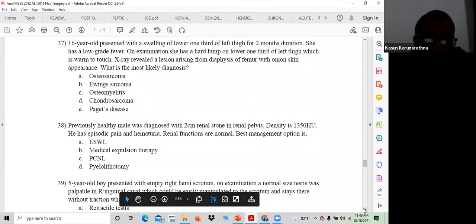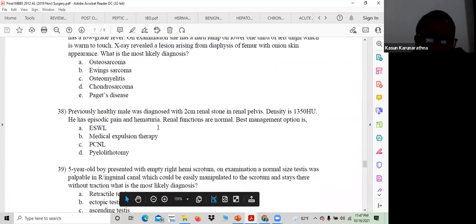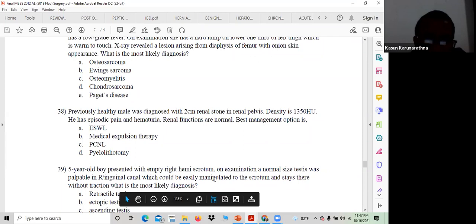A 38-year-old previously healthy male was diagnosed with a 2 centimeter renal stone in the renal pelvis. Density is 1350 Hounsfield units. He has episodic pain and hematuria. This is a symptomatic large stone in the renal pelvis with high density. What is the best management option? What is the answer for 38?